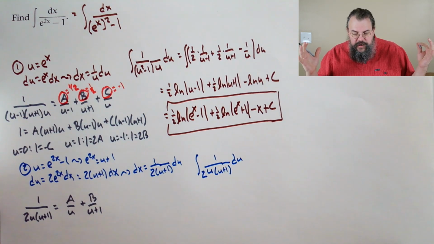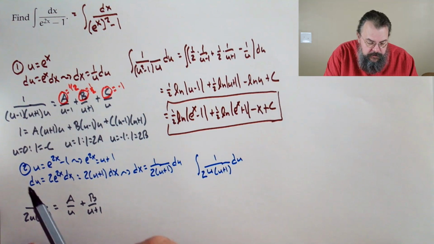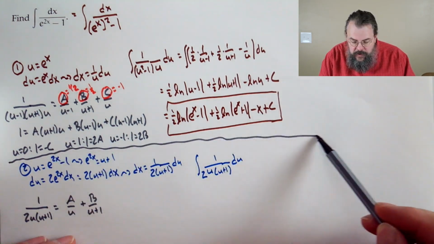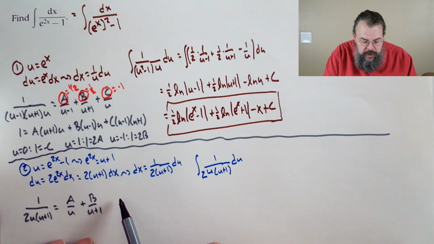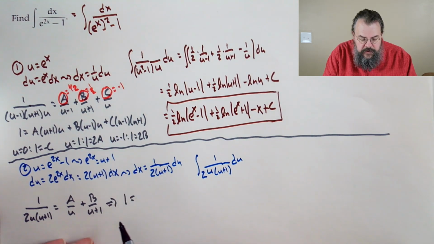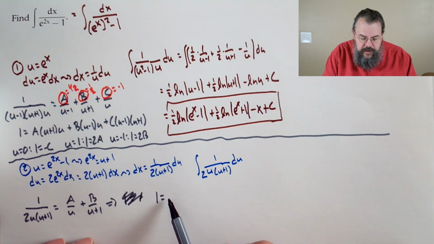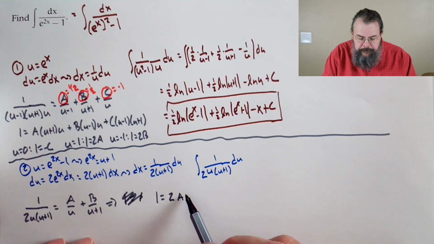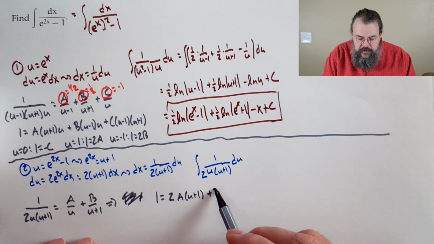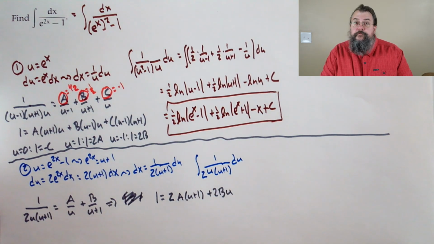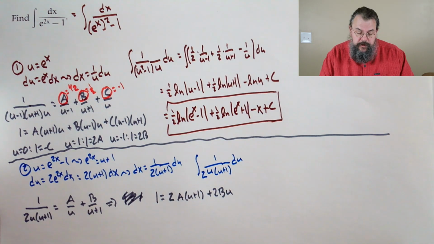Clear denominators. And what do we get? Well, we get the following. We'll get 1 is equal to, when I multiply through, 2 times a times (u+1) plus 2 times b times u. Right? Yeah, that's what we'll have. Okay, good. Now, choose wisely.